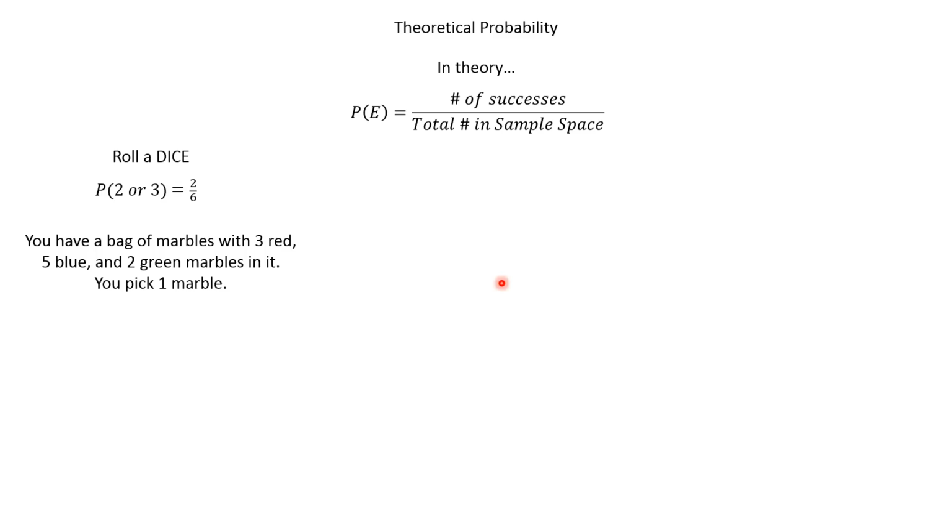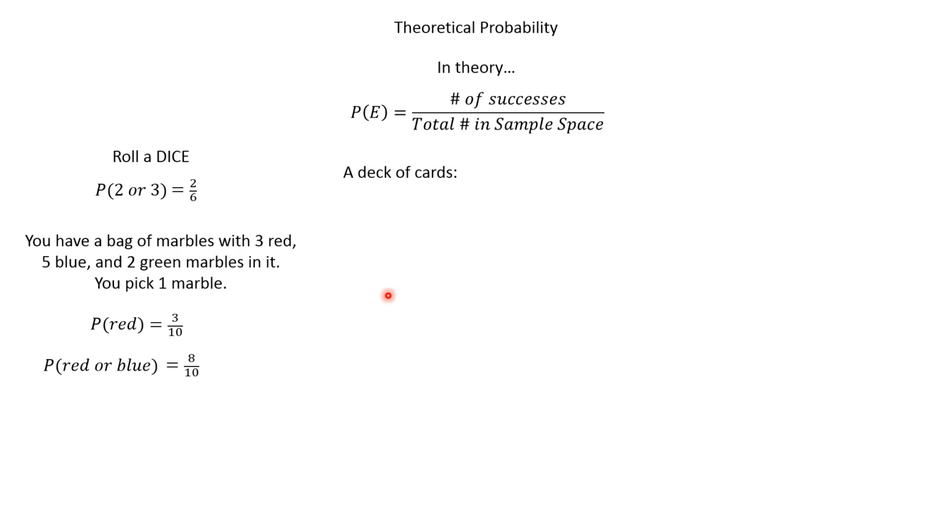All of those things are not created equally, however. So we pick 1 marble. What is the probability that it's red? What do you think? Well, there's 3 reds out of 10 marbles. 3/10. Yes, this is theoretical probability. How about we get a red or a blue? Well, there's 3 reds and 5 blues, so number of ways we could succeed, 8/10.